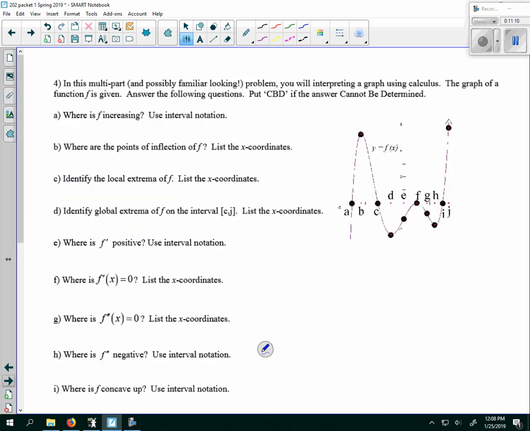Okay, last really long problem here. Where is F increasing? So this is a picture of F. It didn't come out that great on my printout, but your printout should be okay. Where is F increasing? So this is a graph of F. So any place that we are climbing a hill as we read from left to right. So it would be negative infinity until this maximum point at B. Union, then it starts increasing again from D to F. Union H to infinity.